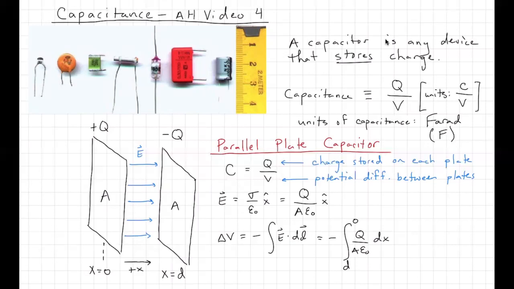I can pull everything out of the integral, Q, A, and epsilon naught. Those are all constants. So this integral just becomes minus Q over A epsilon naught times the integral of dx from d to 0. If I do that dx integral, I just get x. And then the upper bound is 0, the lower bound is d. So I get an extra minus sign from the lower bound. You can check my work on that integral, but I should get Qd over A epsilon naught as delta V. Okay, let me scroll down here a little bit.